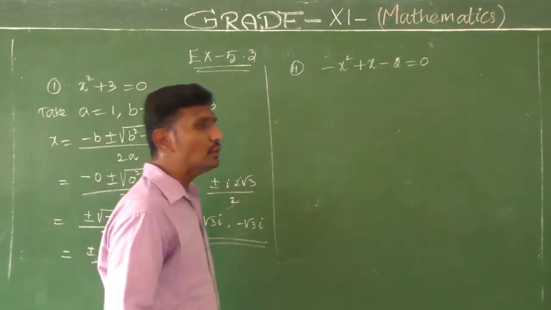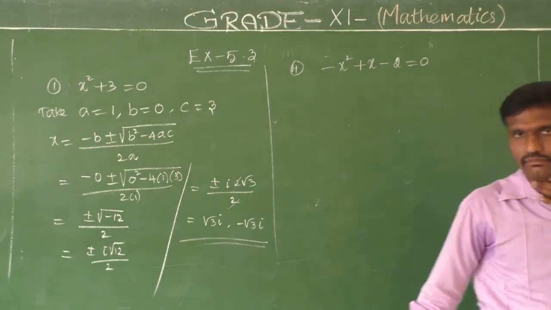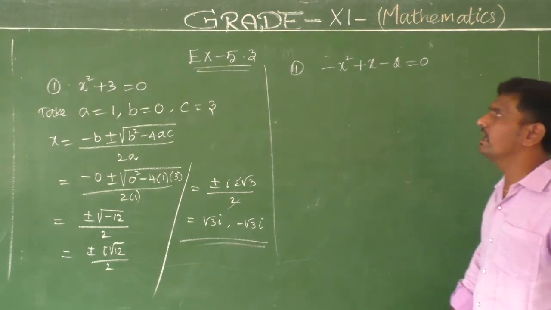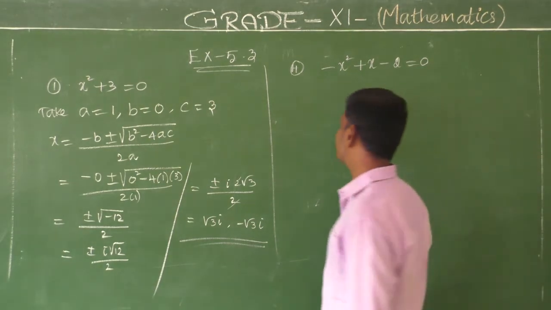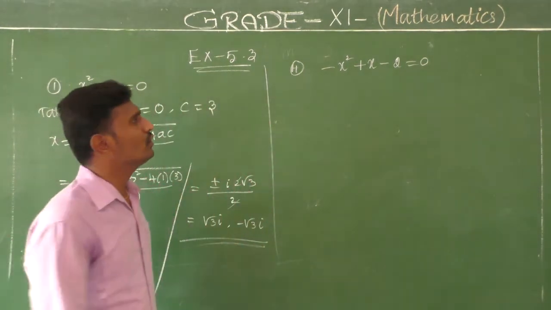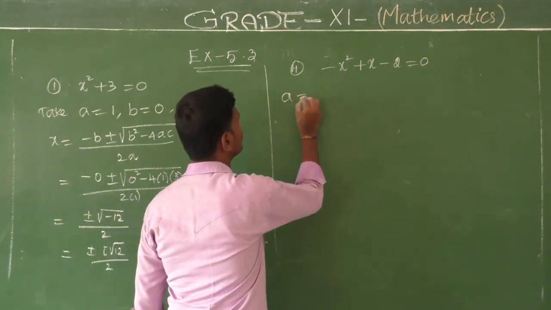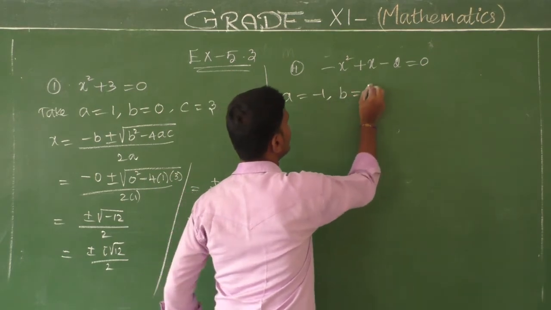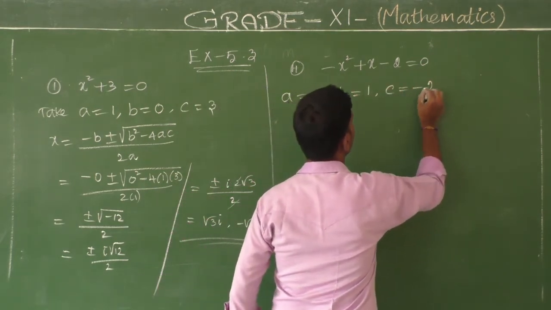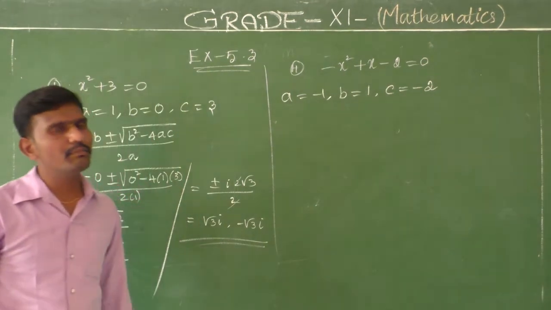So they are the two roots of the quadratic equation. Yes, have you got it, children? Yes. And the next question, number 4. In question number 4 you have the values a equal to minus 1, b equal to 1 and c equal to minus 2.